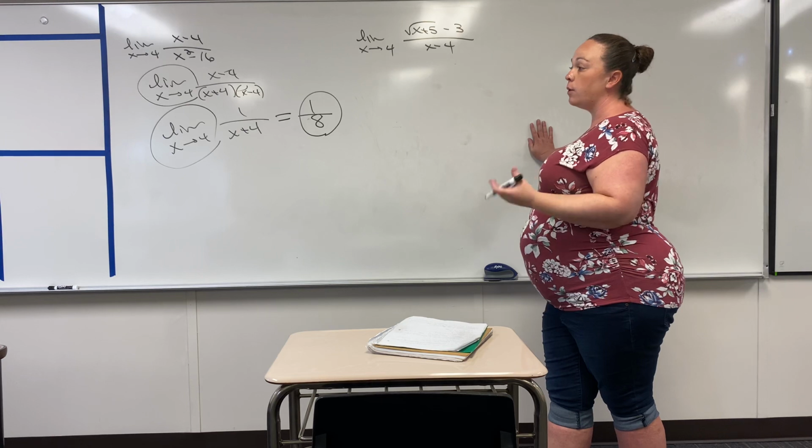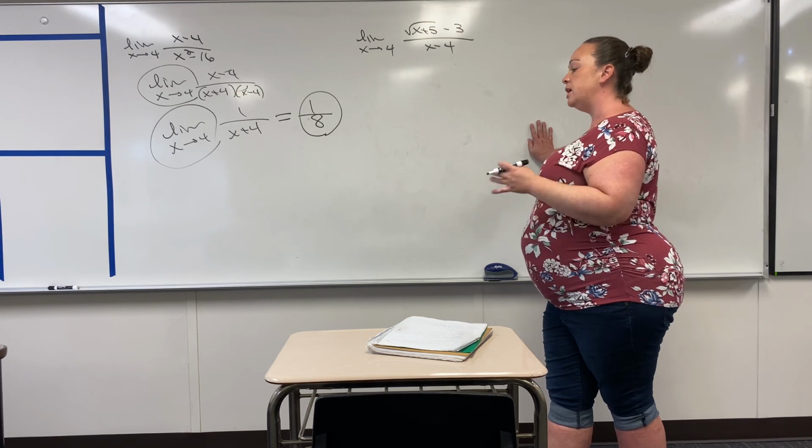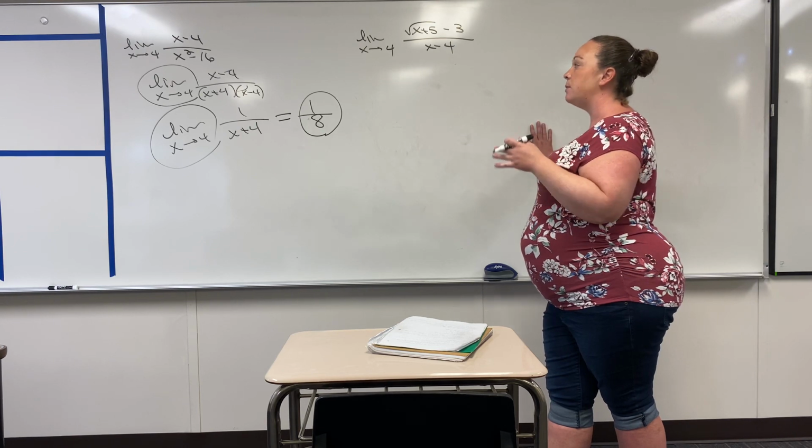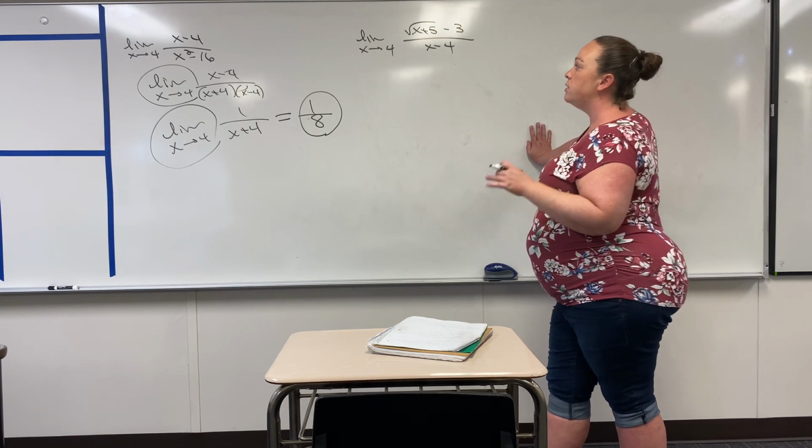So this one has a square root in it. When you have square roots in the problem, the easiest way to clear up the issue that you're having is to multiply the top and the bottom by the conjugate of the top part.